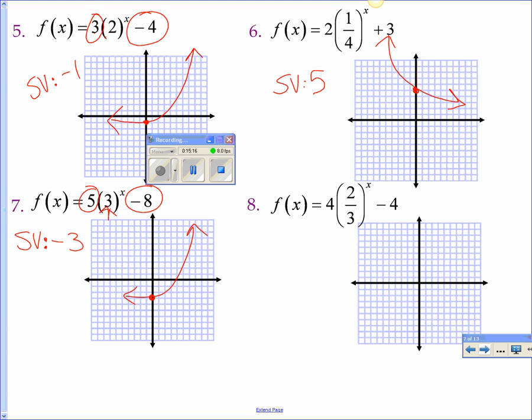All right, sorry, for number 8, what two numbers do you put together for your starting value? 4 and -4. So what's 4 minus 4? 0. So this one your starting value has a 0. So everybody put a point in the middle. And Monica, 2/3, is it going to be going up or go down? Going down.